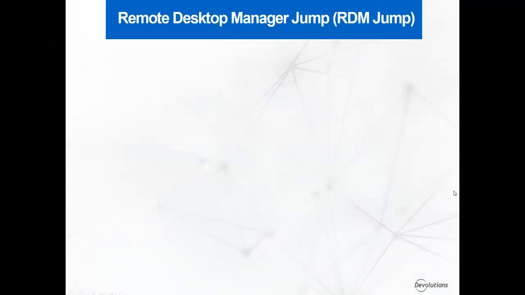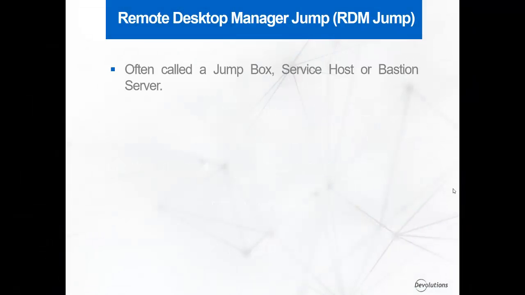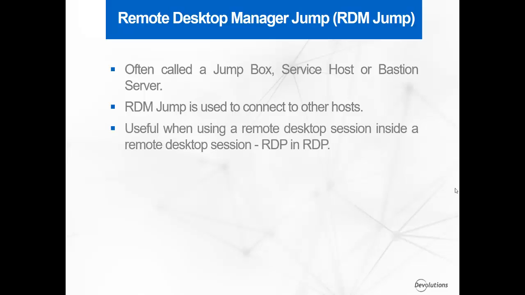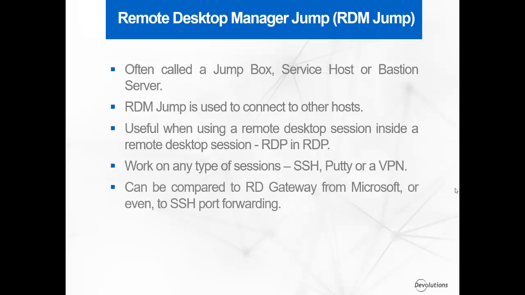RDM Jump is a product that connects to a remote host, often called a jump box, service host, or a bastion server, which in turn is used to connect to other hosts. So it's like having a remote desktop session inside a remote desktop session. We like to call this Easy RDP and RDP. It could also work on any type of sessions like SSH, PuTTY, or VPN. This can be compared to a RD Gateway from Microsoft or even, to some extent, to SSH port forwarding.